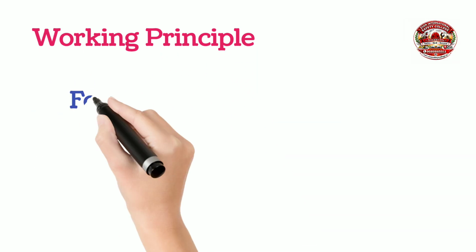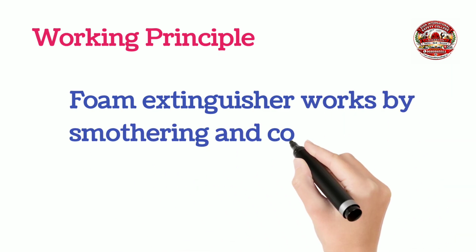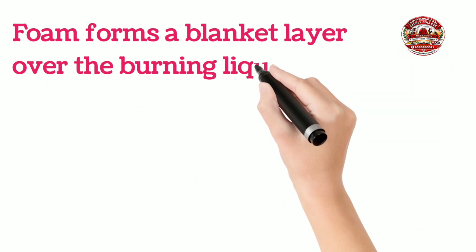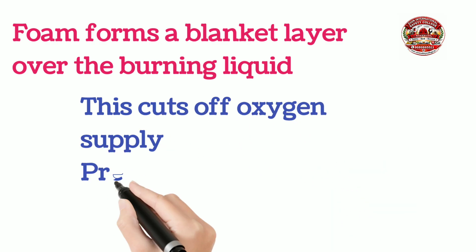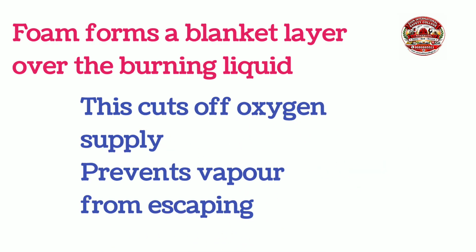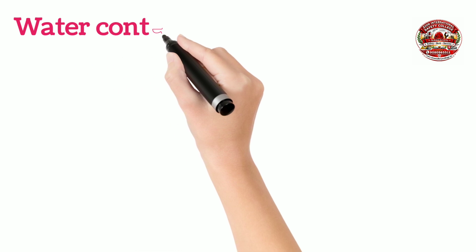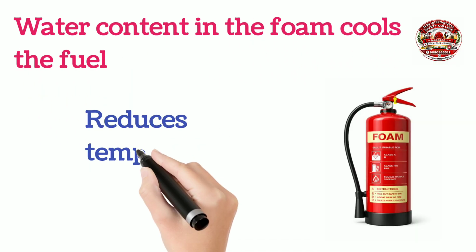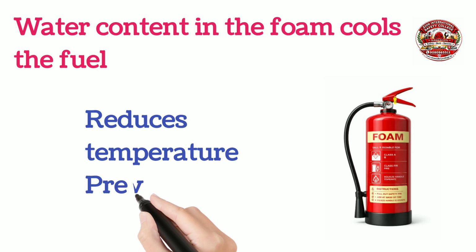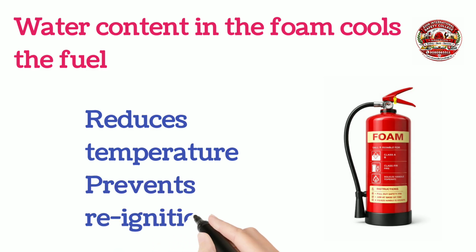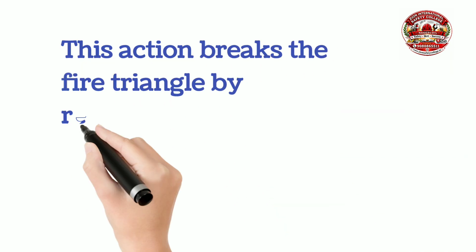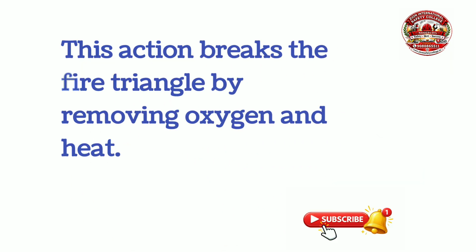Working principle. Foam extinguisher works by smothering and cooling the fire. Foam forms a blanket layer over the burning liquid. This cuts off oxygen supply, prevents vapor from escaping. Water content in the foam cools the fuel, reduces temperature, prevents reignition. This action breaks the fire triangle by removing oxygen and heat.